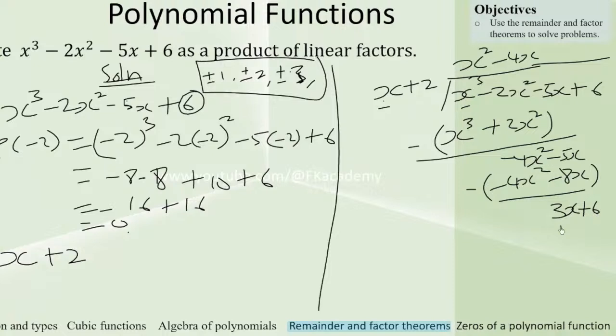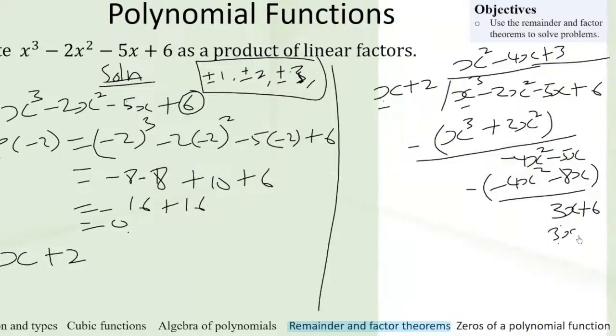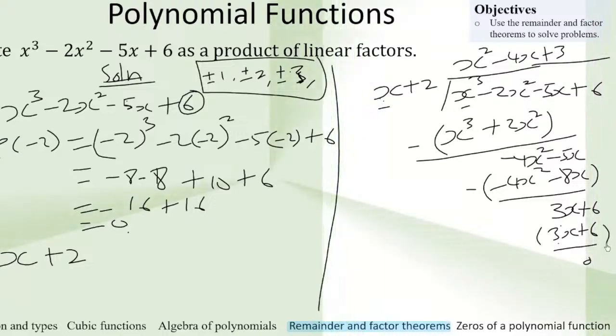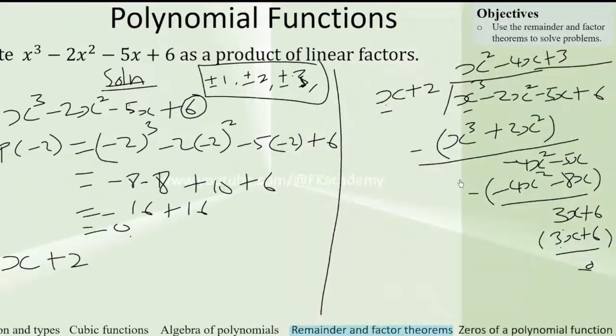We divide 3x by x, which will give us plus 3, and that will give us 3 times x is 3x, 3 times 2 is 6. So when we subtract, we get 0. Indeed, we now have the quotient. The quotient is x squared minus 4x plus 3. We can now easily factor the polynomial.